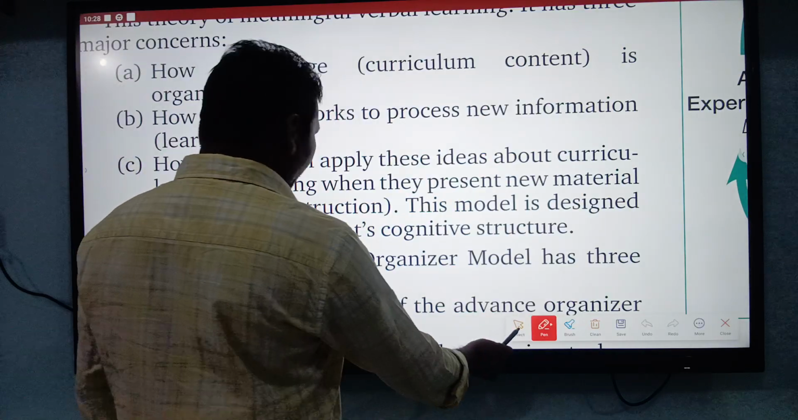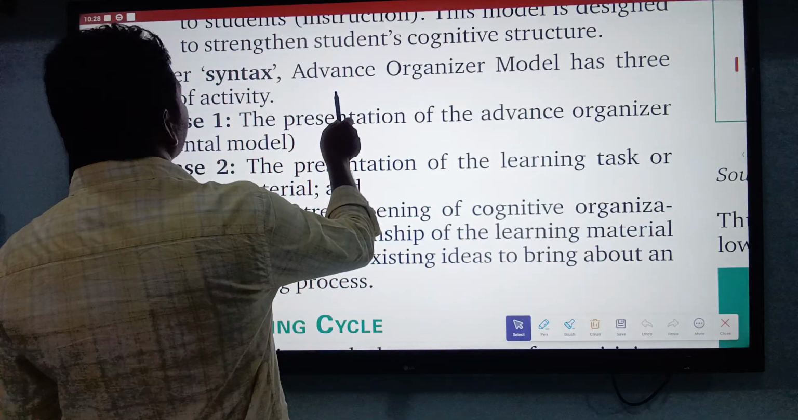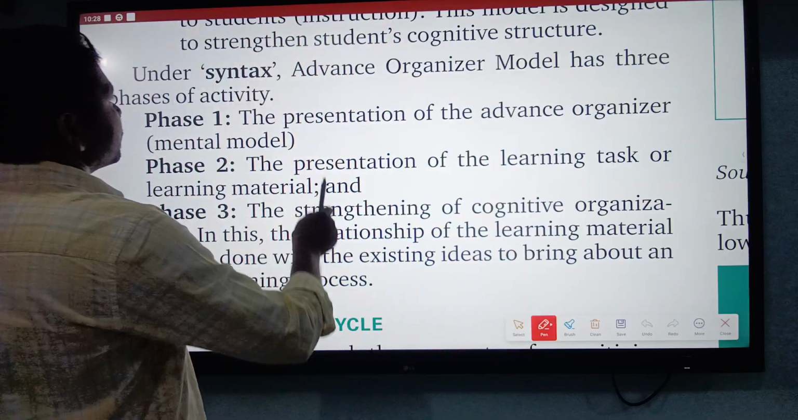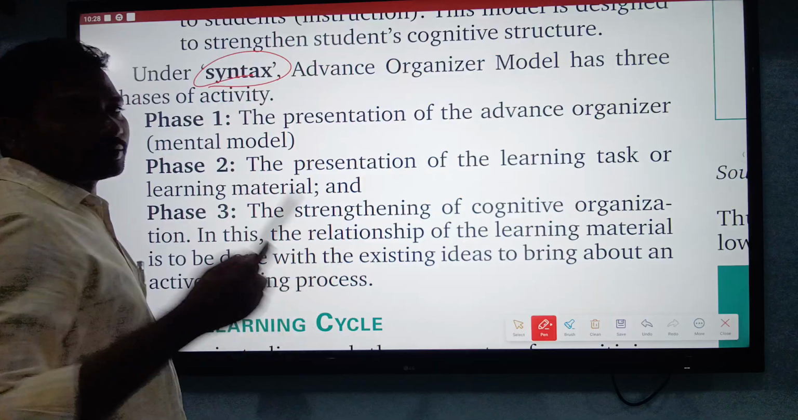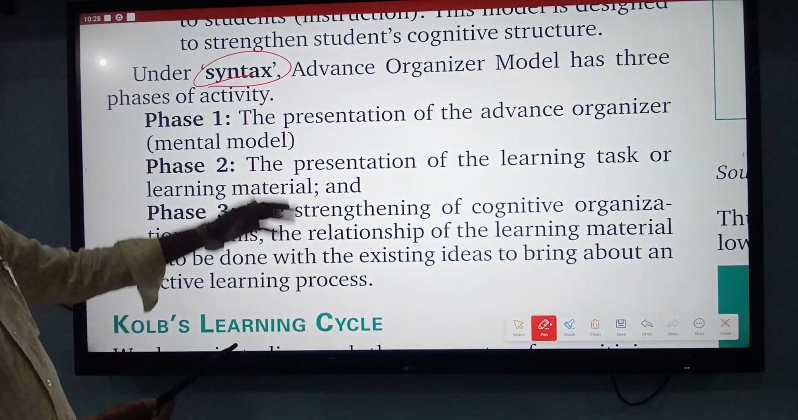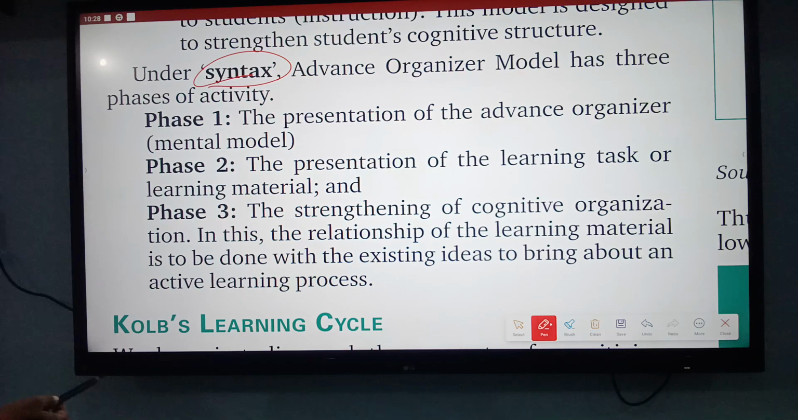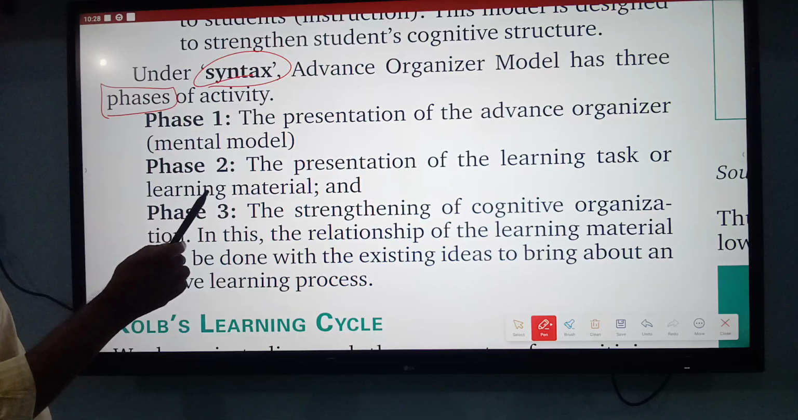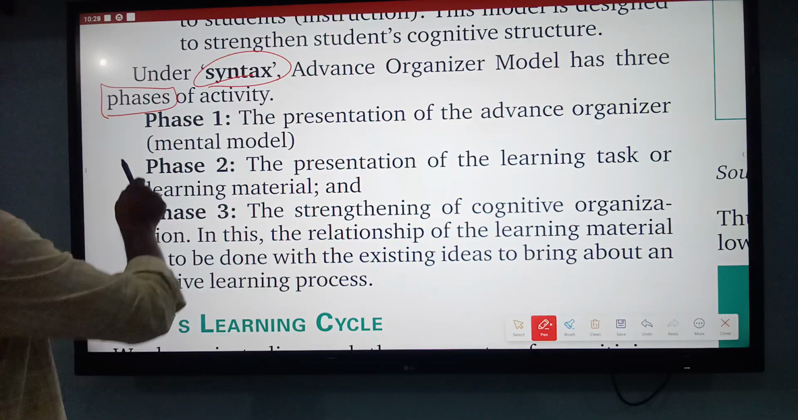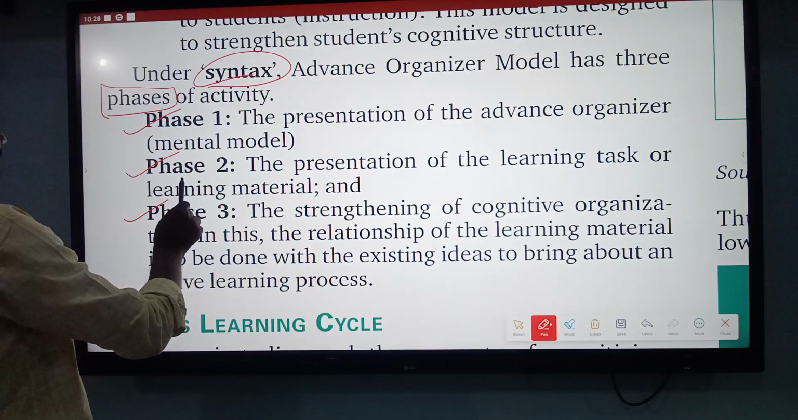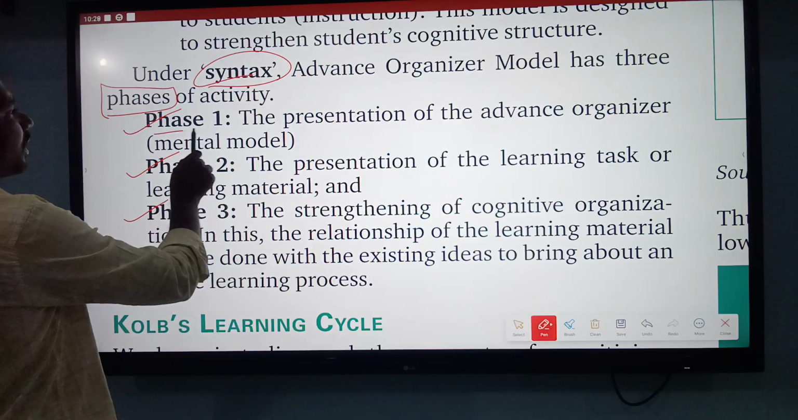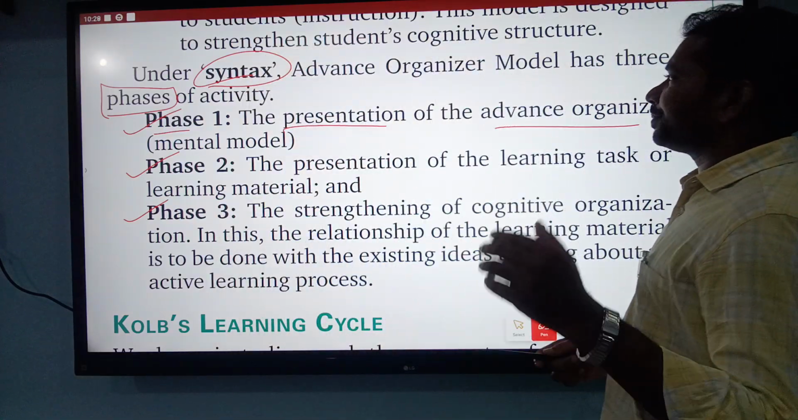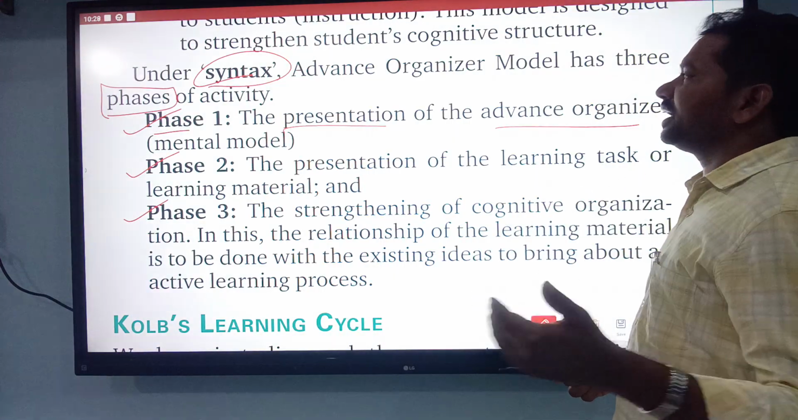Now move to another thing: the syntax of the advanced organizer model. Syntax means structure. The advanced organizer model has three phases of activities. How many phases are there? Three types of phases in this activity: phase 1, phase 2, phase 3. What do we do in phase 1? The presentation of the advanced organizer or mental model. So, how to present the mental model.